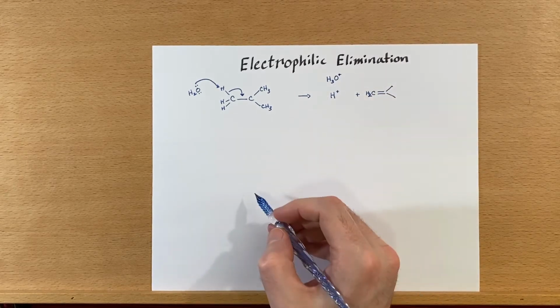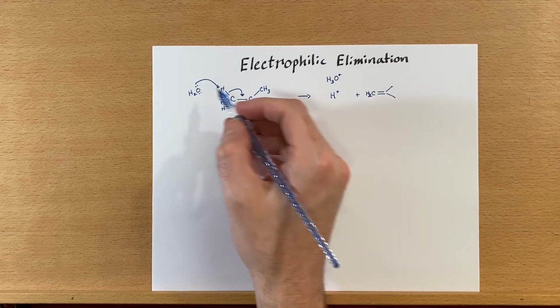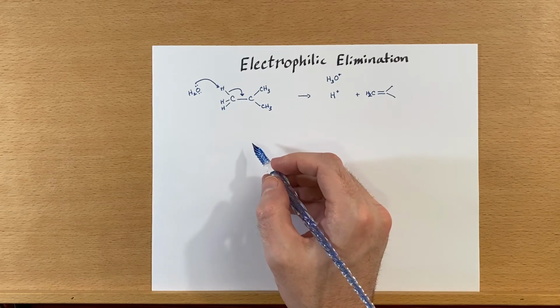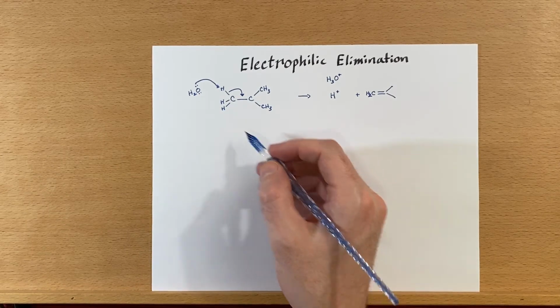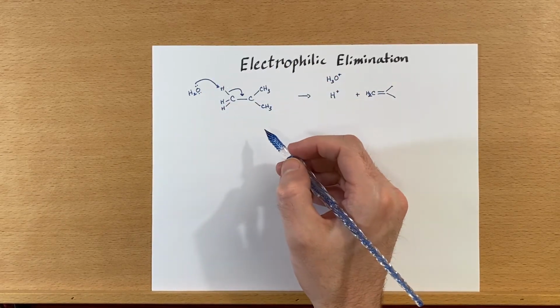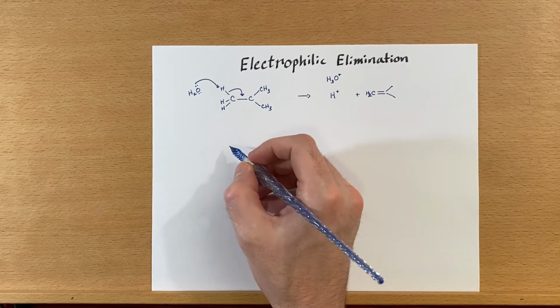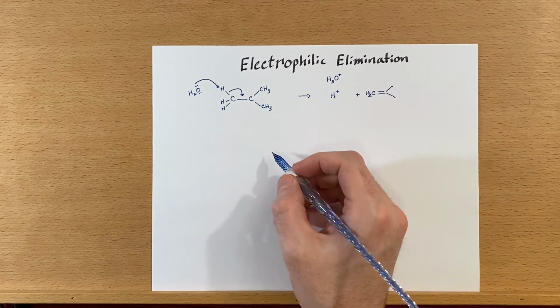So you'll often see steps like this, and sometimes you're like, oh, where's the water coming from? Well, often it's the solvent, or you might have some other solvent. It might not be water, but I'm just using that as an illustration. Okay, so back to electrophile elimination.